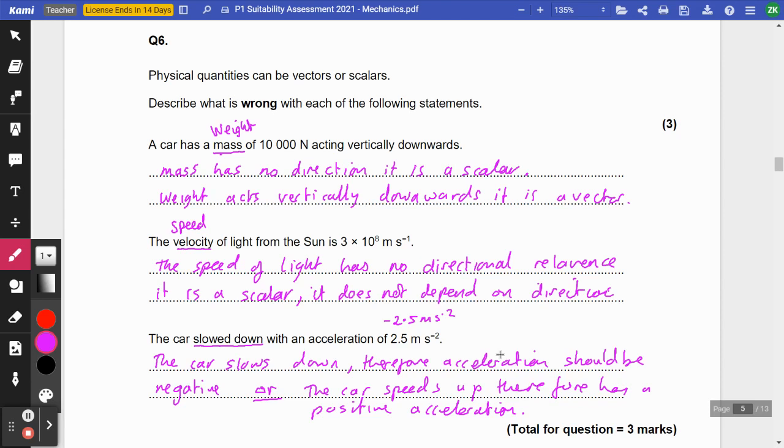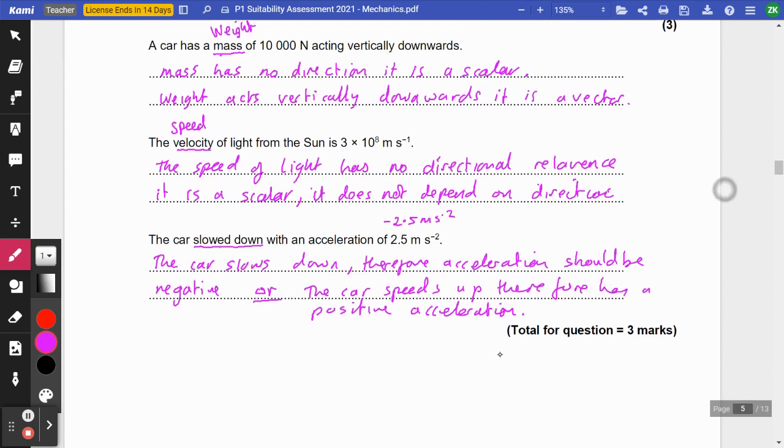Next one, the velocity of light from the sun is 3 times 10 to the 8 meters per second. Velocity is directional, but the speed of light is a fixed value regardless of direction. So the appropriate word to use here is speed. So the speed of light from the sun is 3 times 10 to the 8 meters per second. Okay, so it does not depend on direction.